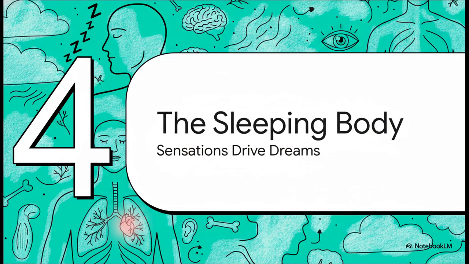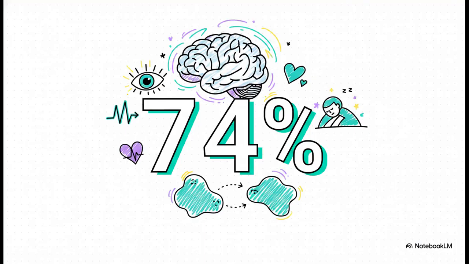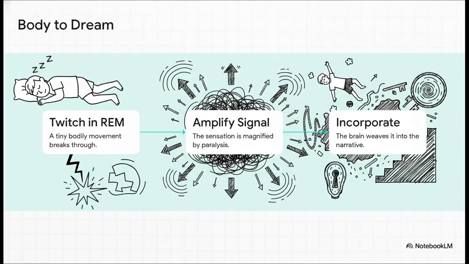All right, part 4. The sleeping body's influence. Sensations driving the narrative. 74%. That is the number of times subjects report vivid, highly visual dreams when they are awakened precisely during those jerky, rapid eye movements. The body physically experiences what is happening in the dream, and the dream responds right back to what's happening in the body. They are completely linked. So how does this actually build into the crazy dreams we experience?